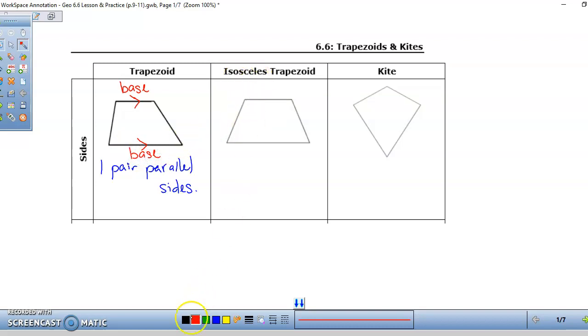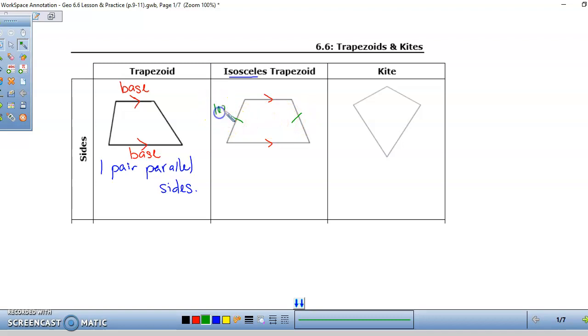Now an isosceles trapezoid, so remember isosceles we've seen before with triangles. Isosceles triangle has two congruent sides. So when you have an isosceles trapezoid, you also are going to have two congruent sides. Because it's a trapezoid, we have these parallel bases, but then the unique part is that the other sides are congruent. So you have two congruent sides.